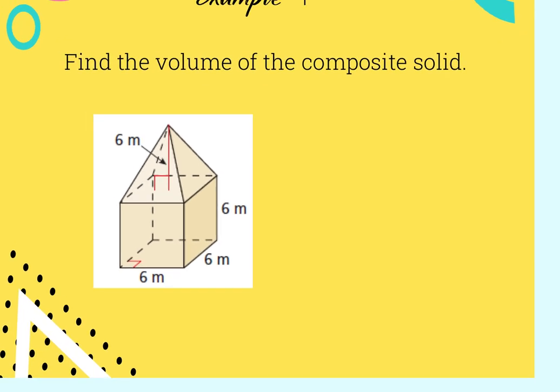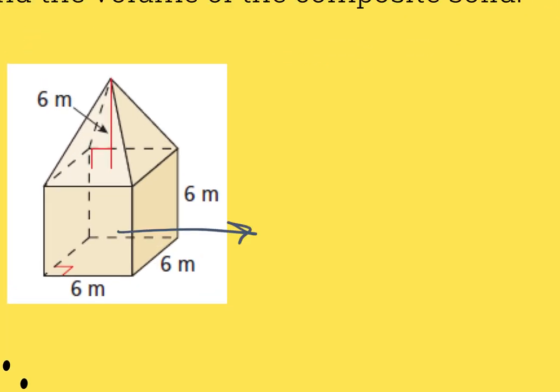Good. So if I want to find the volume of the cube on the bottom, 6 cubed or 6 times 6 times 6. How do you know the difference between a cube and a square? Because a square is just 2 dimensions. A cube is 3 dimensions. So I get 216 for the volume of the bottom of this guy.